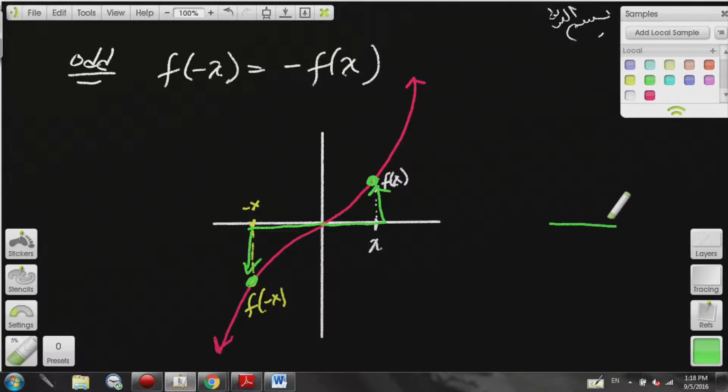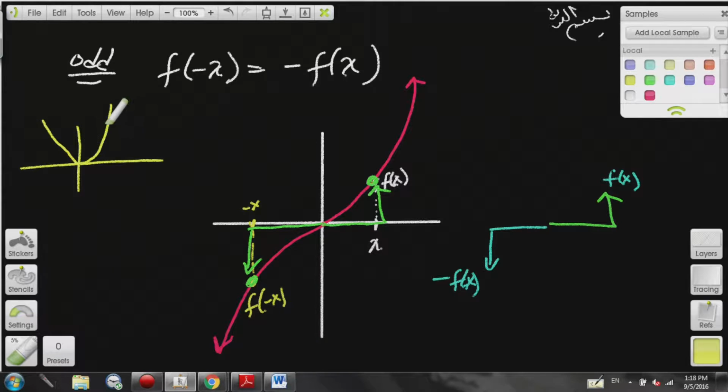So whenever a function is like this, the opposite of x is like this, so this is f of x and this is negative f of x, the opposite. So that's an odd function, and they always look like this. They're symmetrical in these two quadrants over here. Now, this function over here is not an odd function. In fact, it's called an even function. This is f of x, this is the opposite of x, and they're both the same.